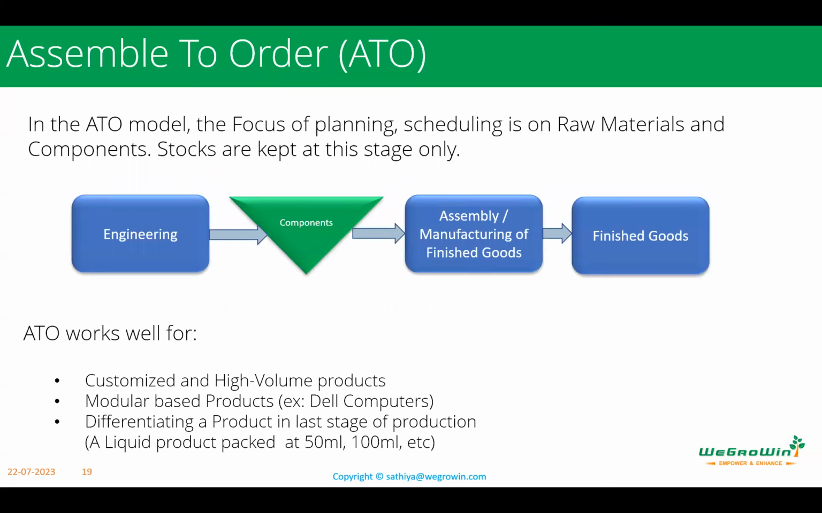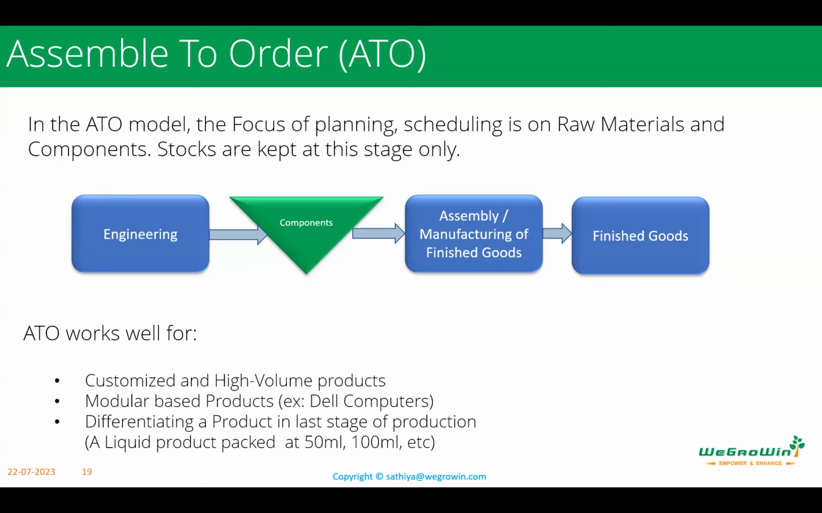And then assemble to order. Assemble to order, as I told, we plan the components or sub-assemblies and keep them ready. And then we combine them only when the customer order is coming. So it is working for customized high volume products. I told you the example of computers, laptops. And also to combine the products at the last stage. For example, you have liquid production, like cool drinks or something, where the decision of the sizing will be taken at the last minute. For example, you produce a liquid and keep it ready. But whether you want to put 50 ml, 100 ml or 200 ml, based on the demand coming from customers, you can do it. But the liquid you can produce.